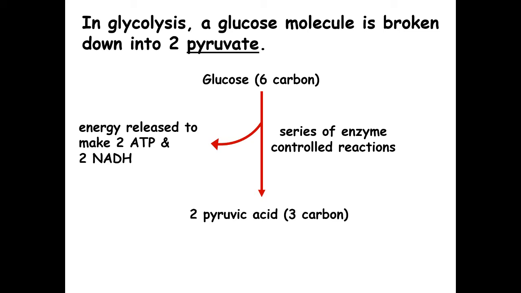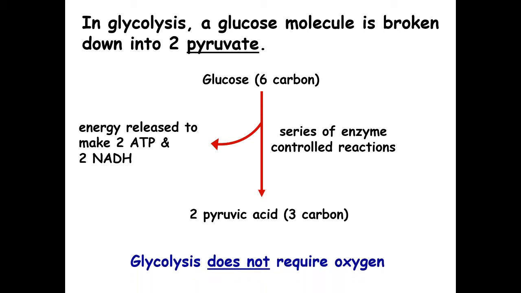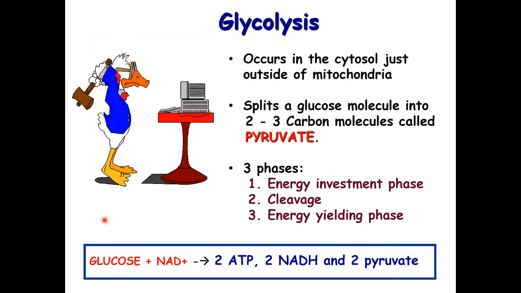Remember, the overall equation for cellular respiration is a summary of all 4 steps together. It's not just showing you glycolysis. But anyway, glycolysis does not require oxygen, and you will see that really quickly based on the inputs and the outputs. Okay, let's take a look.